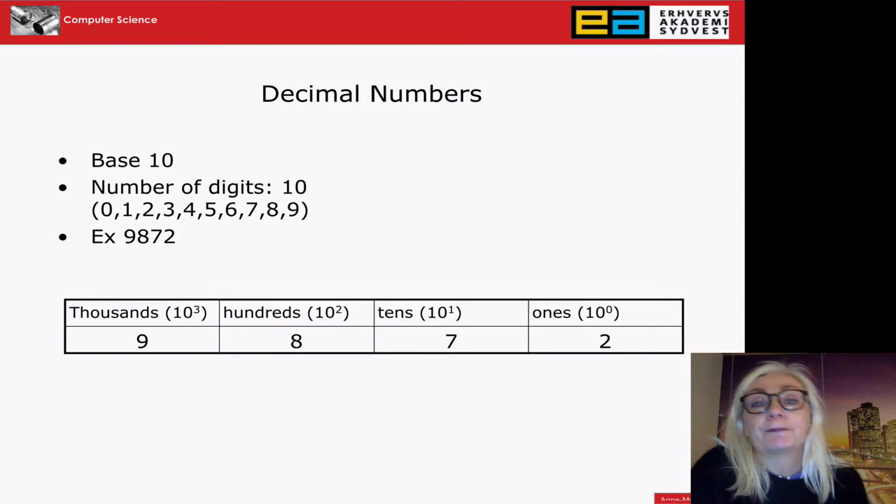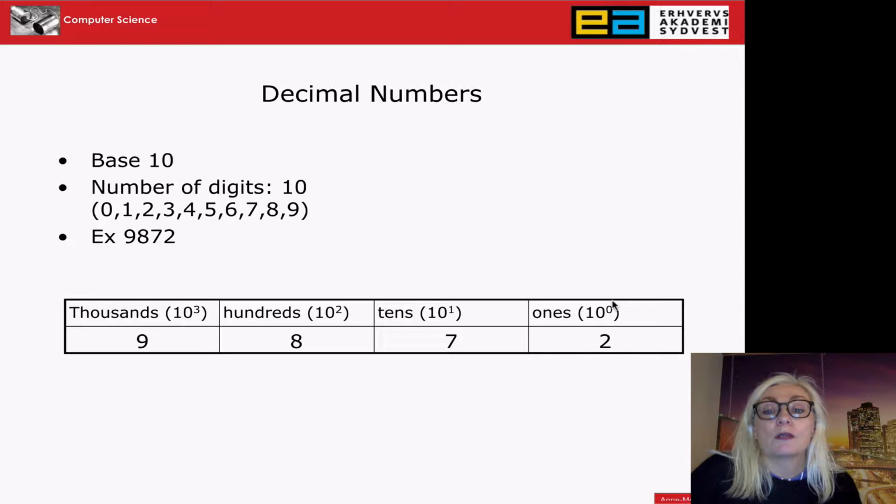And all the numbers that we know are a representation by these 10 different digits. This is a position-based numbering system, and we know that because here we have the number 9872, and we know these are the ones, these are the tens, these are the hundreds, and these are the thousands. This is because actually what we are doing is that we are looking at the different positions that the digits are placed in.